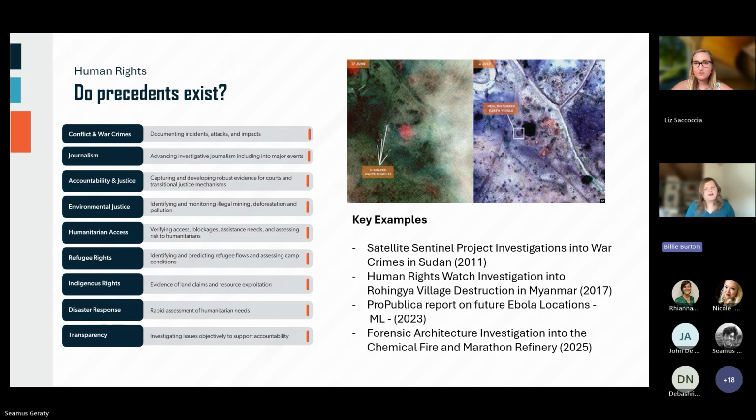I would love to have a slide on each one, but I was told I couldn't do that. But yeah, so precedents exist. There's a whole load of really exciting work.